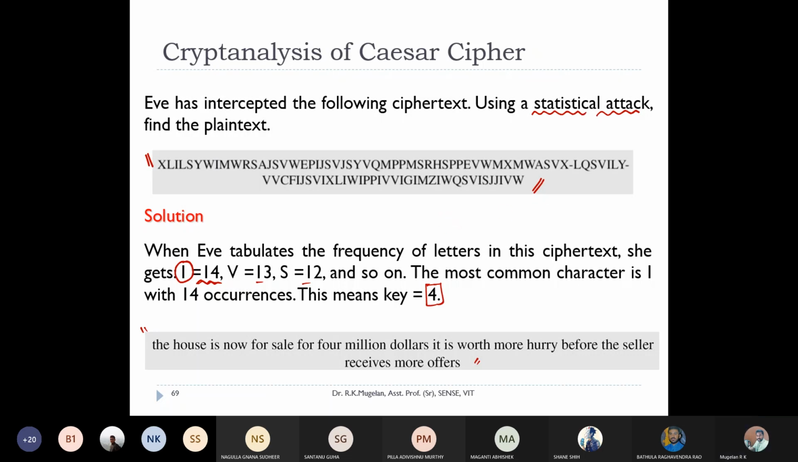Okay. So this is the attack called statistical attack, which also reveals the weakness of the Caesar cipher. Right. So does anyone have any doubt in this cryptanalysis of Caesar cipher? You can ask me. If it is clear, raise your hand so that I will move on to the next one.